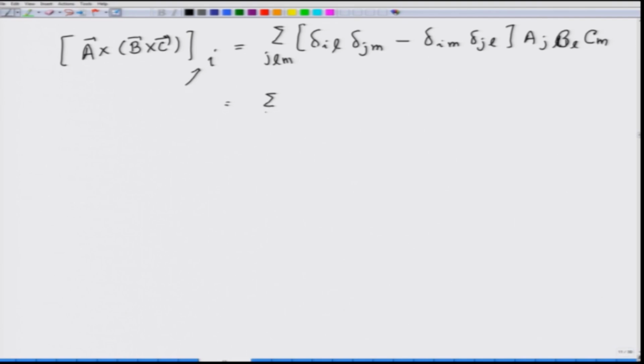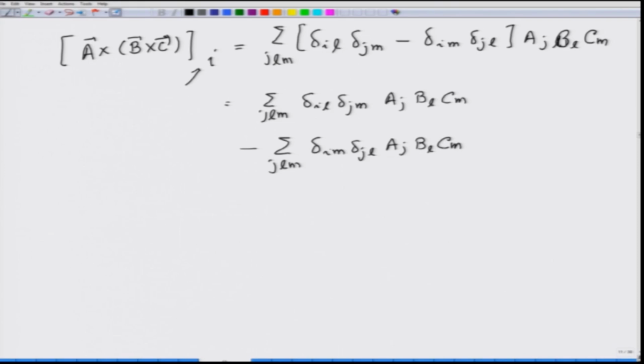This is summation j l m delta i l delta j m A j B l C m, minus summation j l m delta i m delta j l A j B l C m. Let us do the sum. Let us take the first term, summation j l m delta i l delta j m A j B l C m.